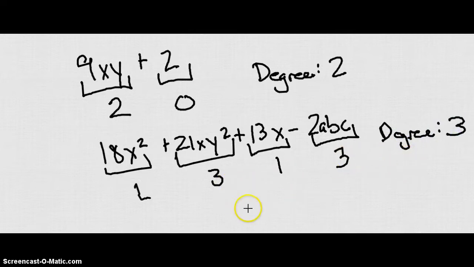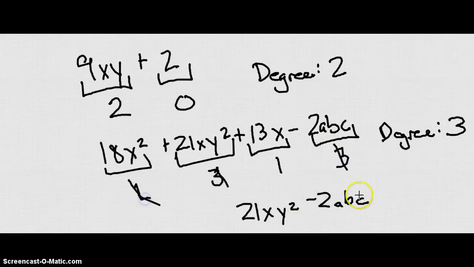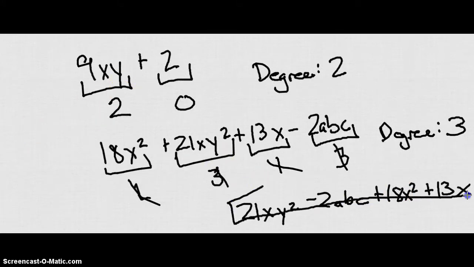One thing we're going to do is we're going to order these in order of their degree. So how I would order this one is probably 21xy squared, since it's a 3, minus 2abc. This one's a 2, so we'll put plus 18x squared. And then finally, we'll put the 1 last. That's what it is when we put it in descending order. So this is how we would write that polynomial in descending order.